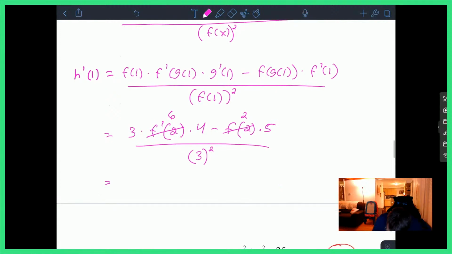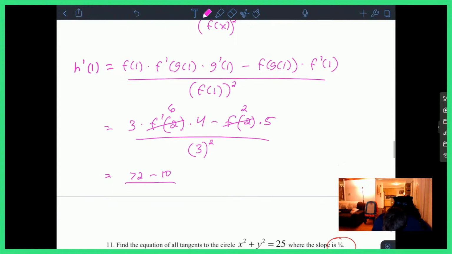So I'm going to get a final answer of, let's see, 3 times 6 is 18, times 4 is 72. Minus 2 times 5 is 10. All over 3 squared, which is 9. So what is that? 62 over 9, which does not seem to be a clean number. I'm just going to leave it like that.